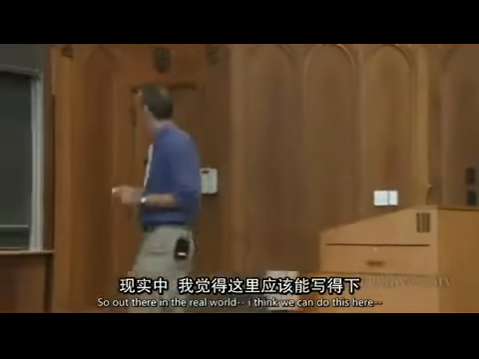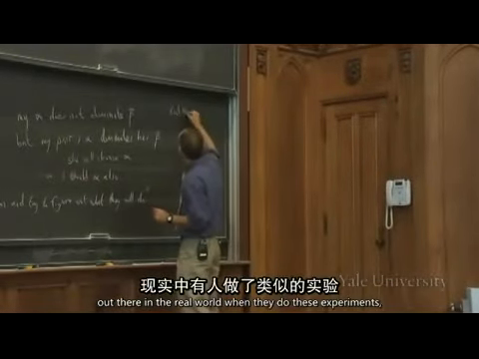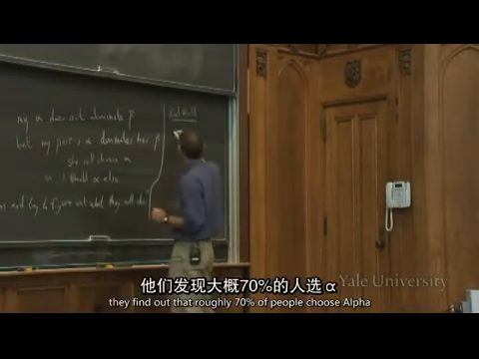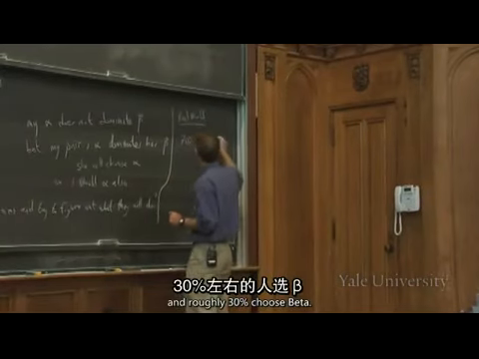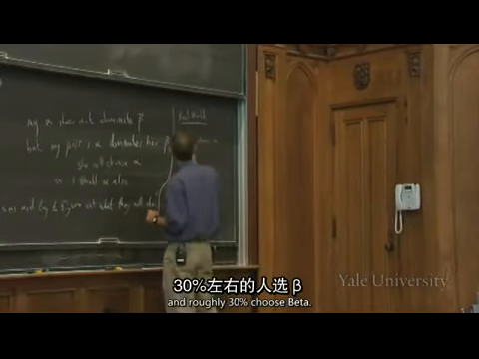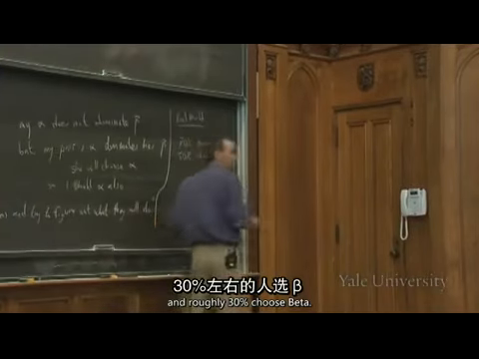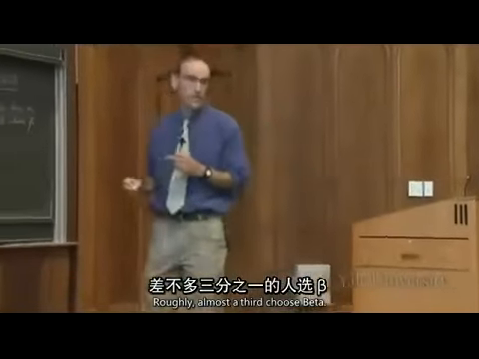So out there in the real world, when they do these experiments, they find out that roughly 70% of people choose alpha, and roughly 30% choose beta. Roughly, almost a third choose beta.